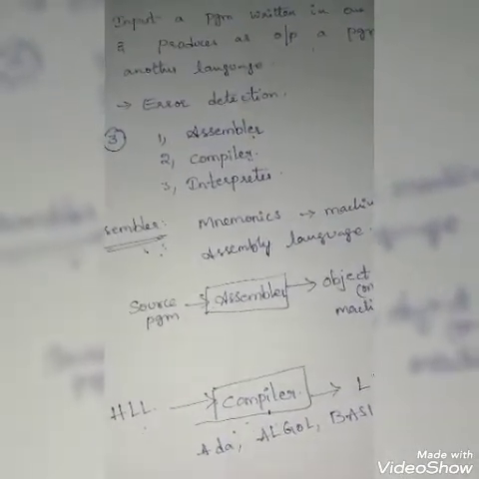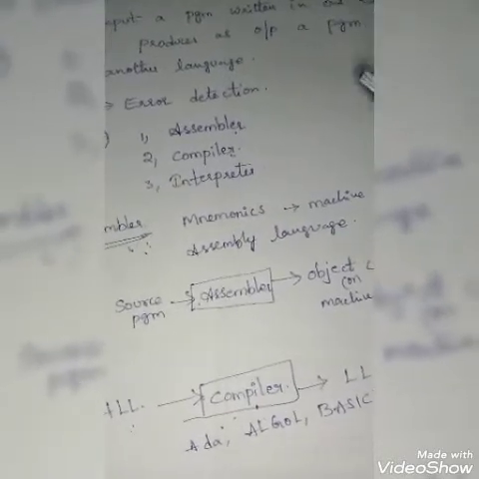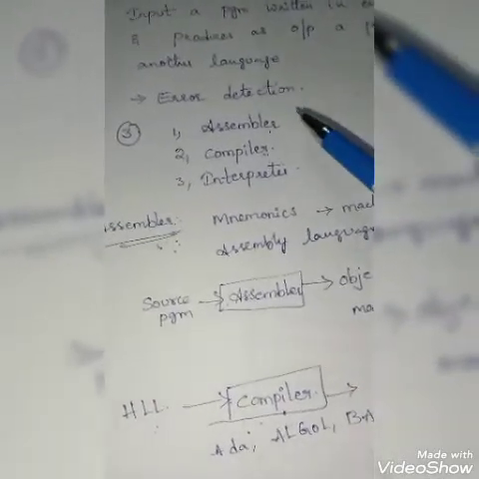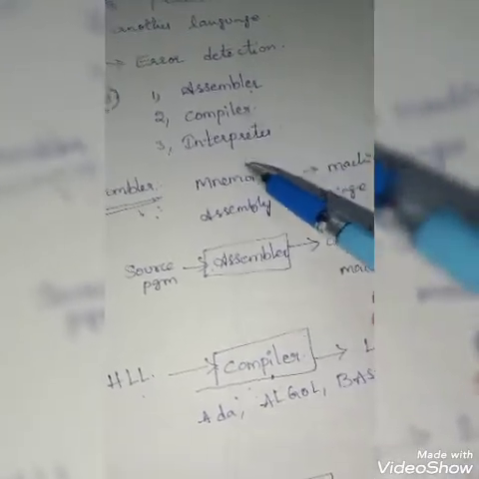So in compiler design, a translator takes a program which is written in one language and produces output which is written in another language. And we have three types of translators, that is assembler, compiler and interpreter.